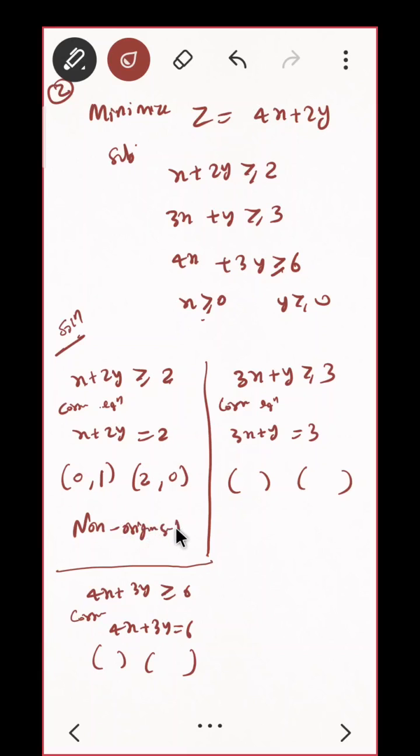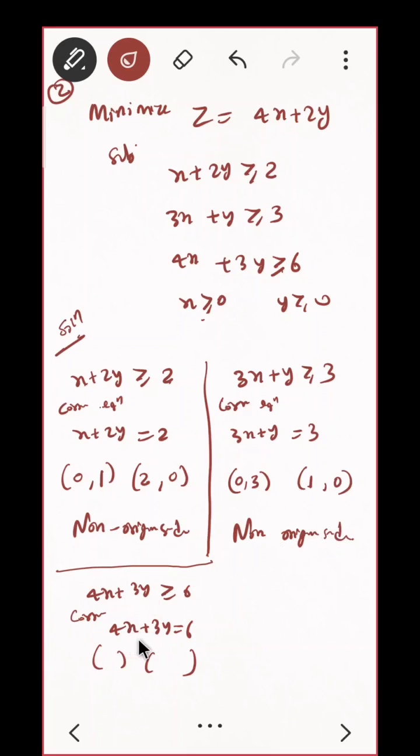Do you agree? What about this one? Let us find. If you put x is 0, then y will be 3. If you put y is 0, then x will be 1. Do you agree? And put 0, 0 here. It will be 0 greater than or equal to 3. Then it is again non-origin side. Correct? Is that okay?